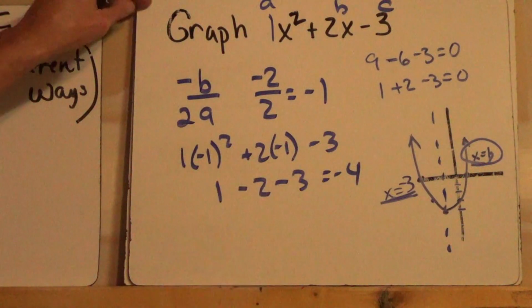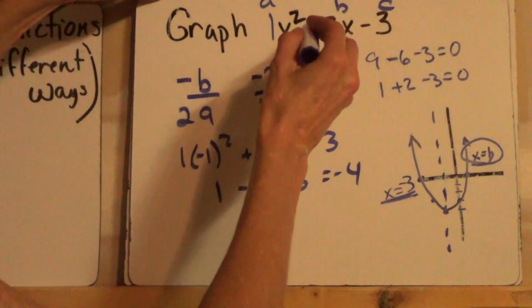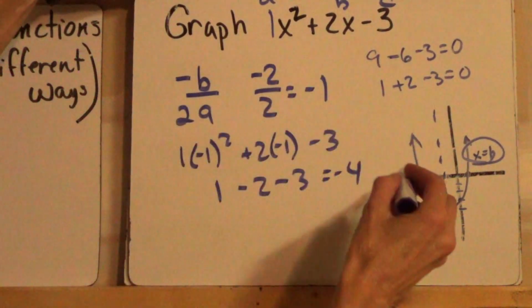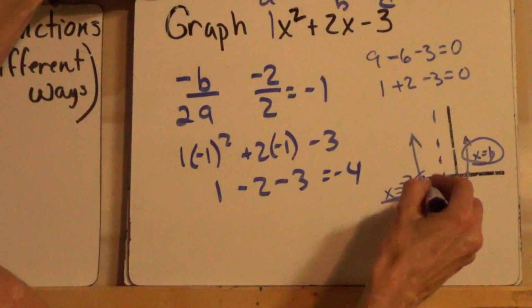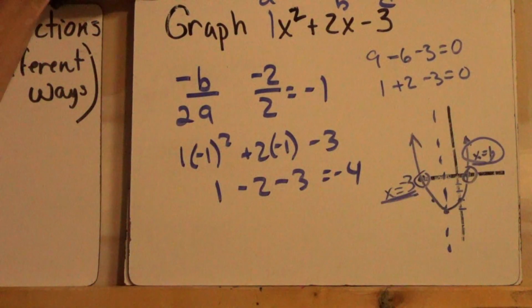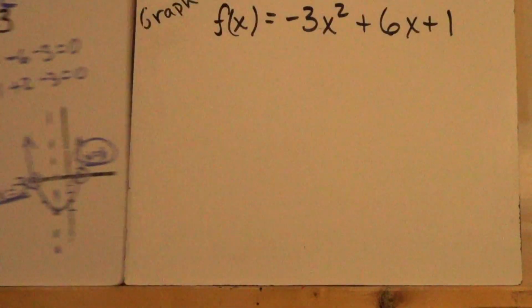Okay? So that's one way you can graph them, is to graph in standard form, and then just extend the graph to find your zeros where it crosses the x-axis.